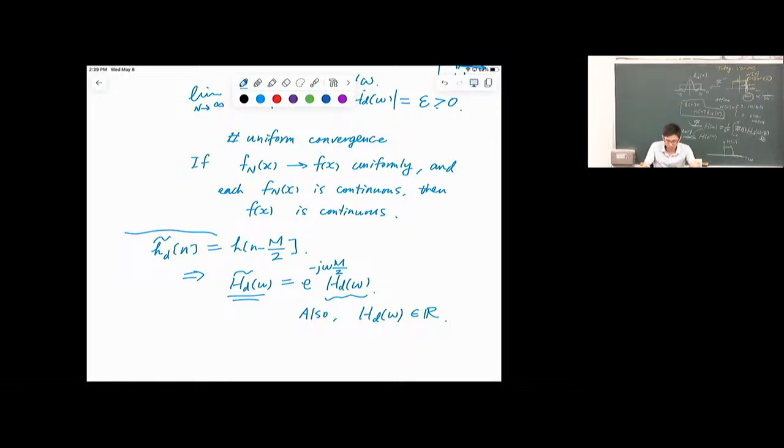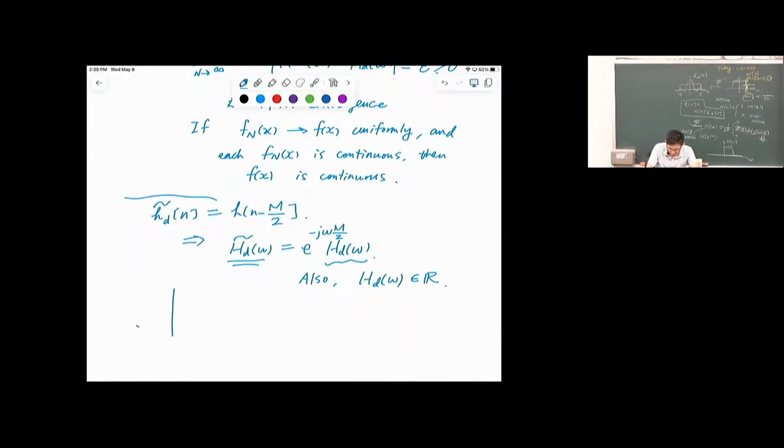Our original strategy is first the ideal response, which lasts forever on both sides. This is ideal. And then we shift it to the right by n points to begin from time 0 to time m, with now the middle at m divided by 2. That's the result of shifting. And that's what we call HD of n.